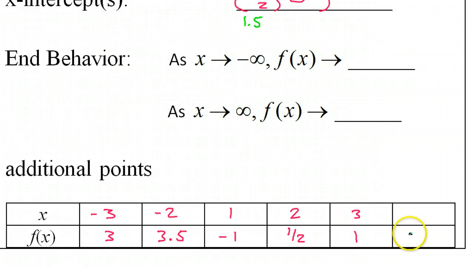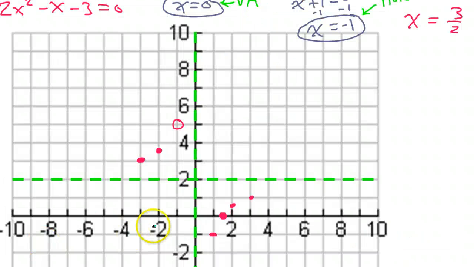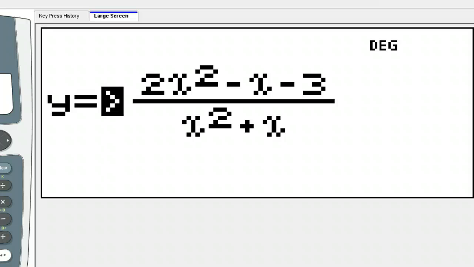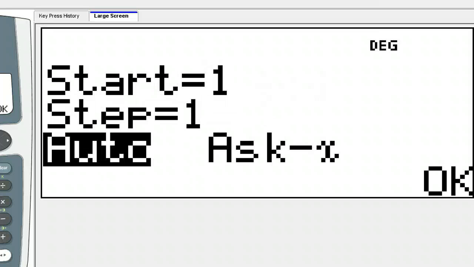So I see we need one more value at least. I always like to check out and see what's happening at 0.5 on either side of the asymptote. So I'm interested in -0.5 and +0.5. To do that, just hit the table button again, hit enter. Let's just type in 0.5. Actually, let's type in -0.5.